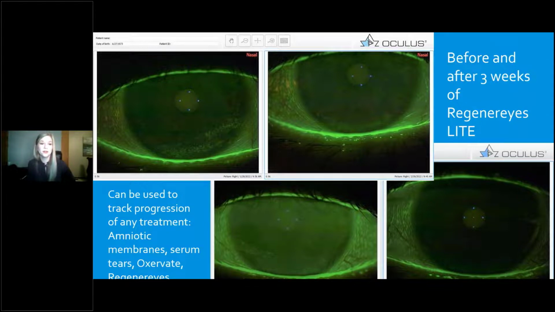But it's hard when they feel the same, right? She didn't have symptoms before. How does she know that it's working? It's a nice way to show before and afters. And that could be with anything. That could be with amniotic membranes. This could be with serum tears. I've done this with Oxervate, Regenerize. You name it, whatever it is, it's great for those asymptomatic patients to actually monitor their progression, or if they get worse, and sometimes they're not using their drops like they should. And you can say, hey, you're not getting any improvements.